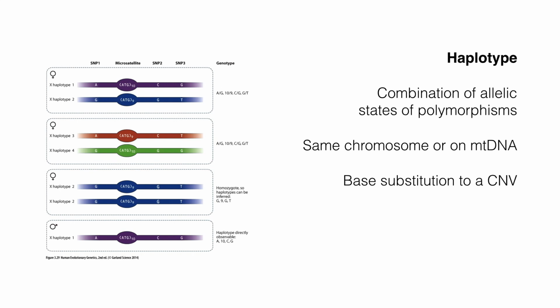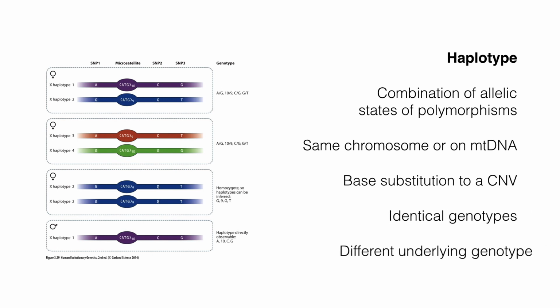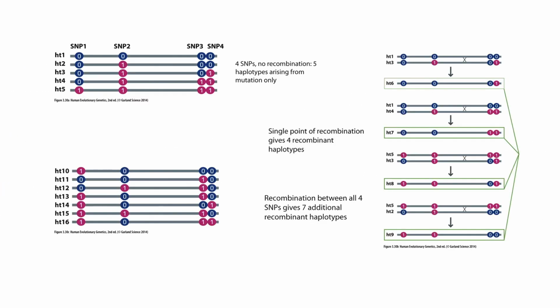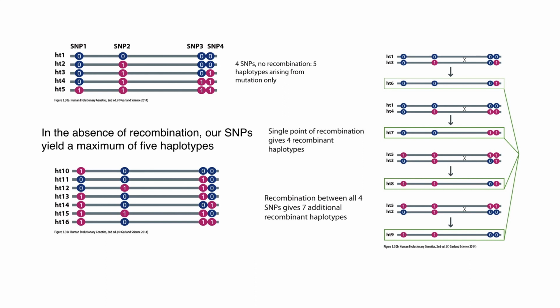Look at this picture. Note that the top two females have identical genotypes, but the haplotypes are different. So recombination increases haplotype diversity, like in this picture. If there was no recombination, 4 SNPs could yield only 5 haplotypes. But if you have free recombination, you can end up with a total of 16 haplotypes. So recombination will increase haplotype diversity, meaning increasing genetic diversity.